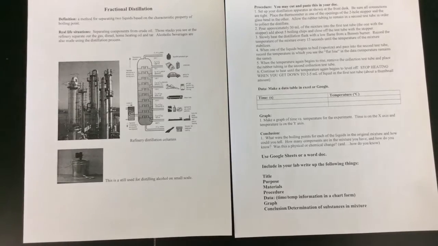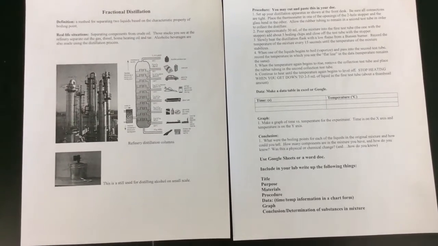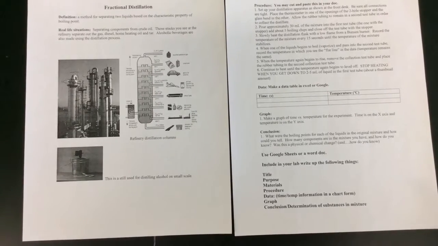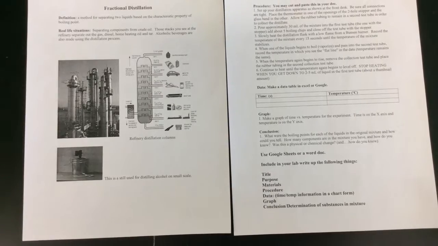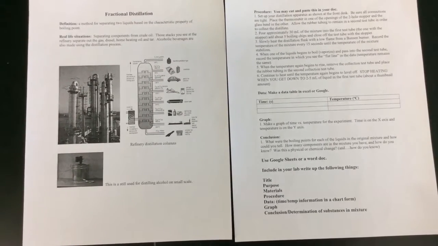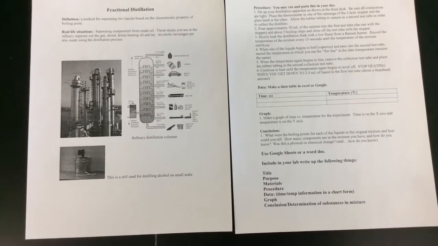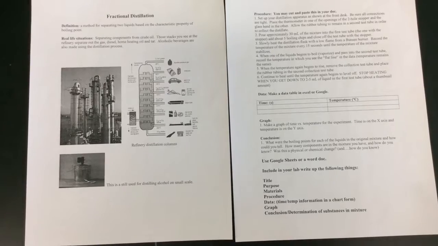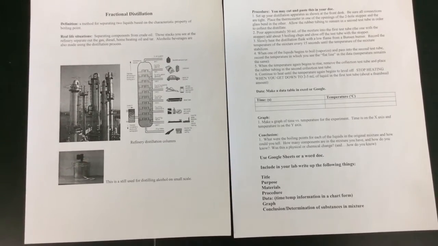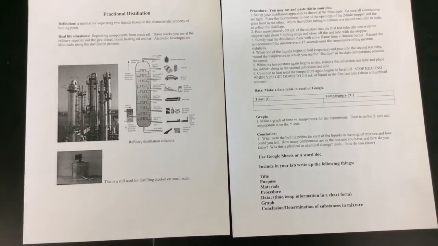What I would like you to do is have a title, purpose, materials. Please make the materials a bulleted list. The procedure, you can cut and paste from the procedure that I have given you. The data, you can make your own data table and graph. Again, you can create that online. Once you're finished, you're going to be writing a conclusion. Please refer back to your data from the lab, and you could refer to previous similar labs in order to explain what you saw in fractional distillation.